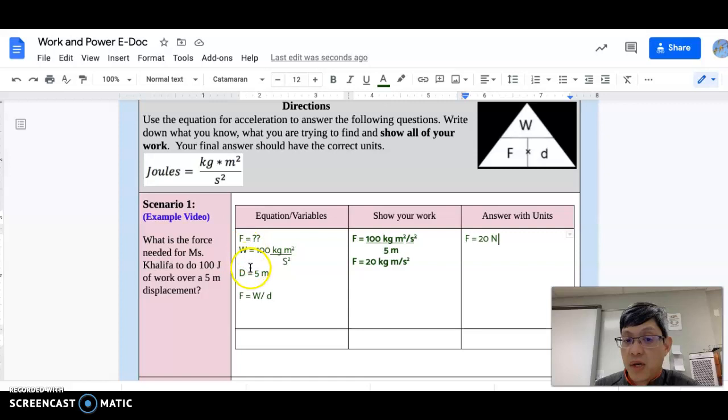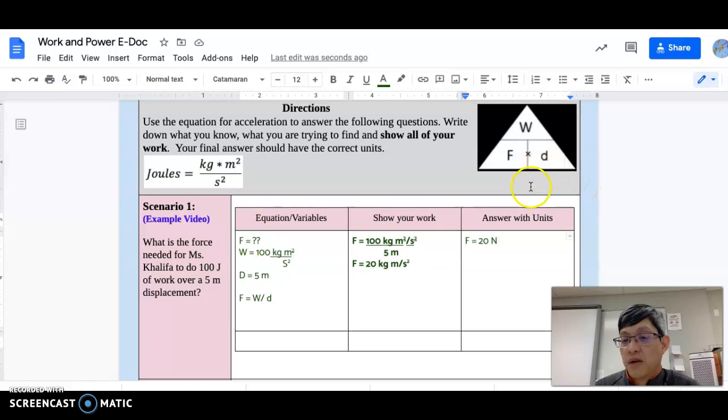List what you know and what you don't know. Rearrange the equation to find what you're trying to look for, in this case F. So let me just review that with you for a little bit. If I'm looking for work, if I cover that up, what do I have? I would have F times D. So if I'm looking for work, the equation will be equal to the force times the displacement or distance. If I'm looking for displacement or distance in a straight line, I would have work divided by force.